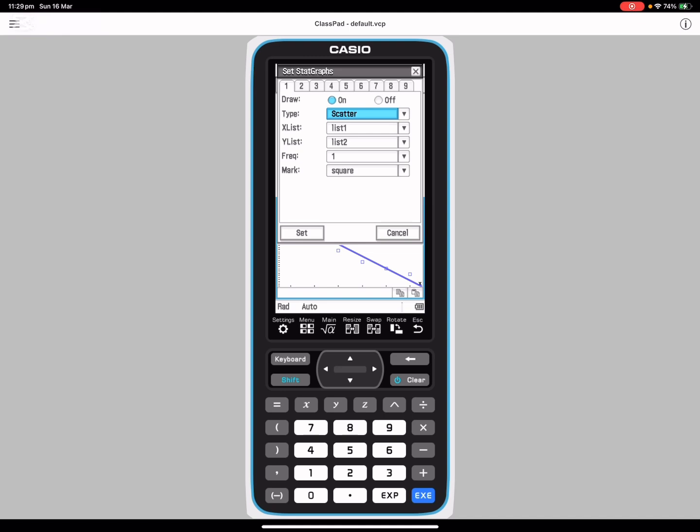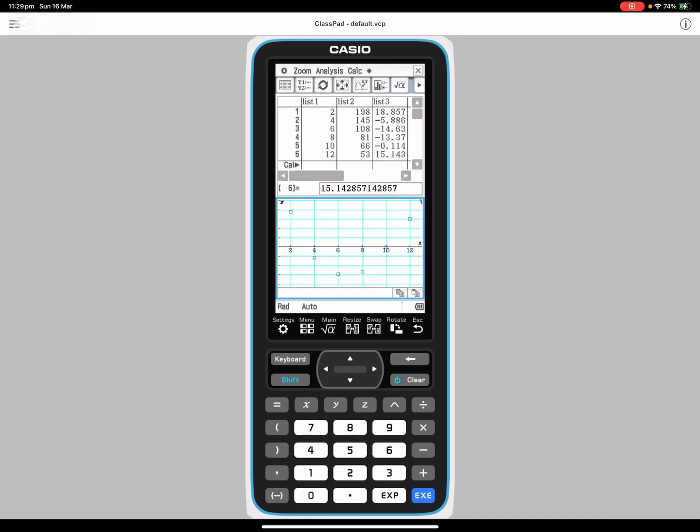Now with a residual plot, you want whatever you've used for your X list to stay the same. And then wherever you've got your residuals, whatever list that is, whether it's the transform residuals or the actual residuals, that's going to become your Y-axis or your vertical axis. So in this case, the original residuals were in list 3. I go set, and it will come up with the graph. If it doesn't come up with the graph, you just need to click this one here. Okay, so as you can see, we've got a clear pattern.